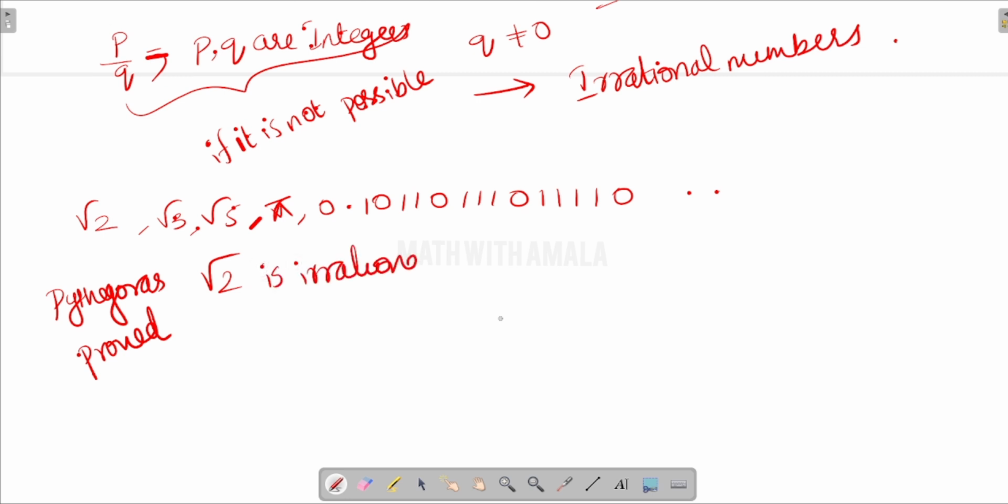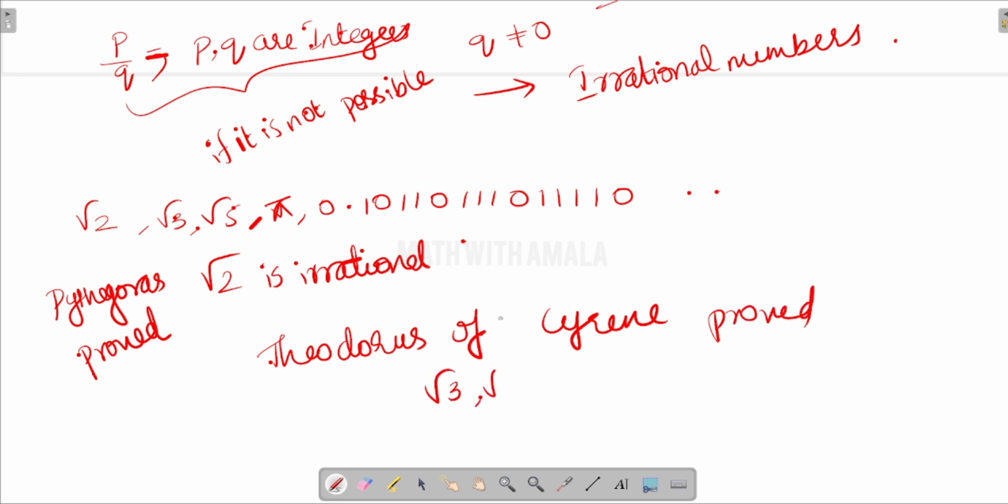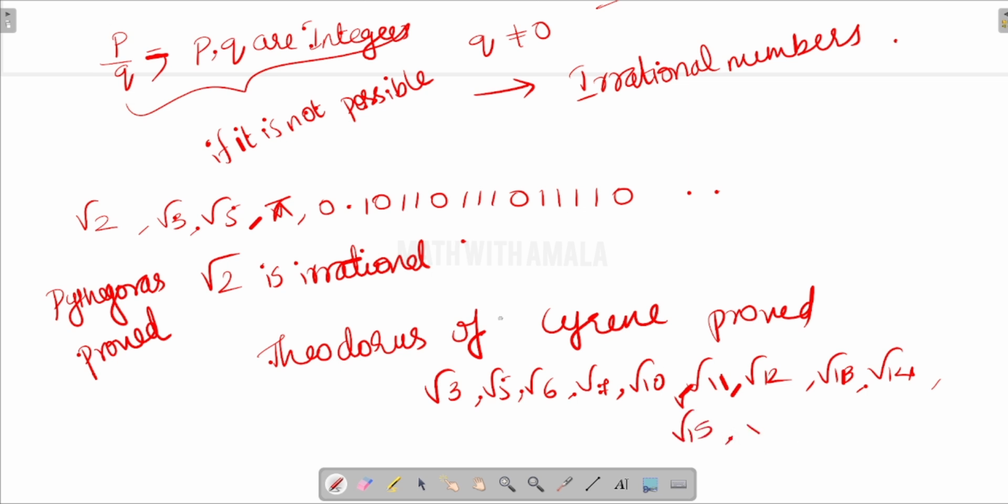Hence in the ancient period, Pythagoras proved root 2 is irrational through his Pythagoras theorem, and Theodorus of Cyrene also proved the same for some other numbers, like root 3, root 5, root 6, root 7, root 10, root 11, root 12, root 13, root 14, root 15 and root 17. Here we can see that root 4, root 9, root 16 are not included in this list because they have a perfect square root. They are already perfect squares. So these numbers are not included in the irrational set.